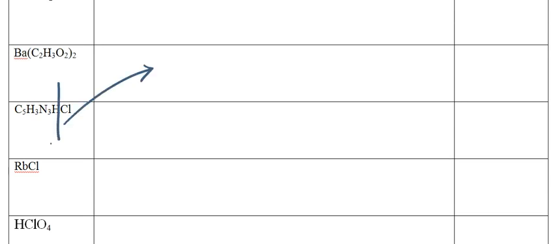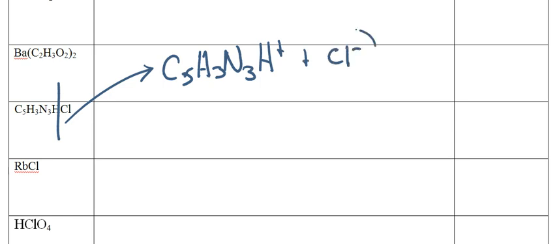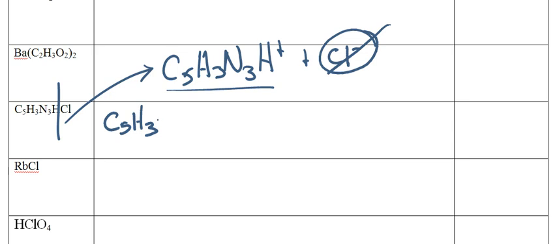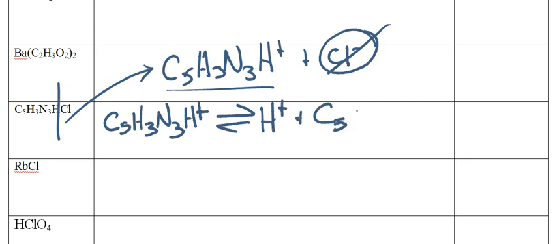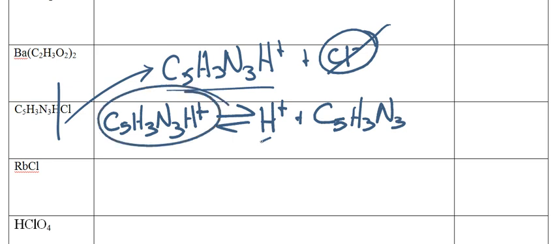Here we want to split it here. So we have our C5H3N3H with a +1 and chlorine. Again, recognizing chlorine's one of those 6 from our strong acids. So the C5, it's this guy, the C5H3N3H plus, when it dissociates, it's going to break off a hydrogen and cause the solution to become more acidic.